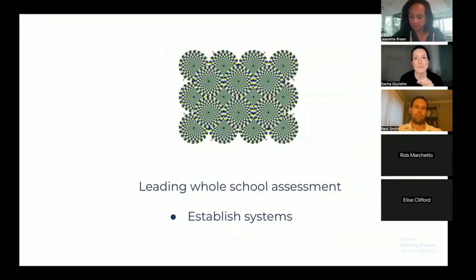Okay, so first step, if you're leading whole school assessment in your school, is to establish what systems are being used. Maybe this is controversial, but I think in lots of schools, we don't look at whole school assessment enough. You might look at NAPLAN once in a staff meeting, but as a whole school, how often have you got all of your school's data together and really looked at the big picture of what's happening, rather than just that national testing?